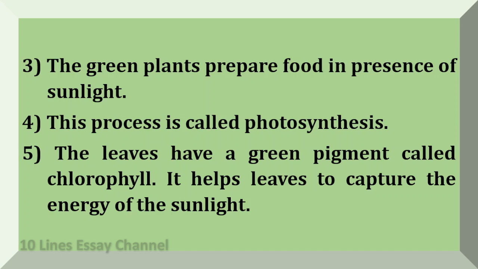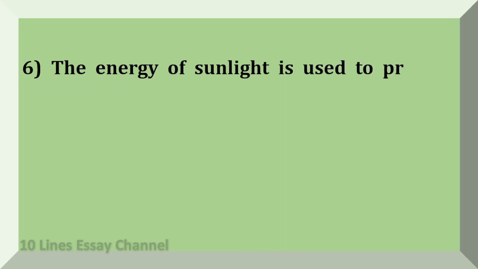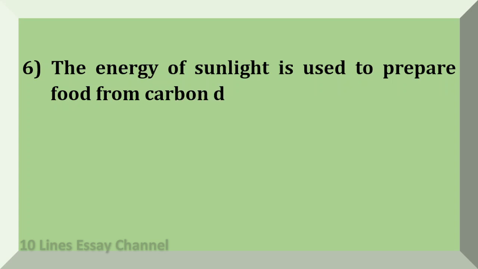The leaves have a green pigment called chlorophyll. It helps leaves to capture the energy of the sunlight. The energy of sunlight is used to prepare food from carbon dioxide and water.